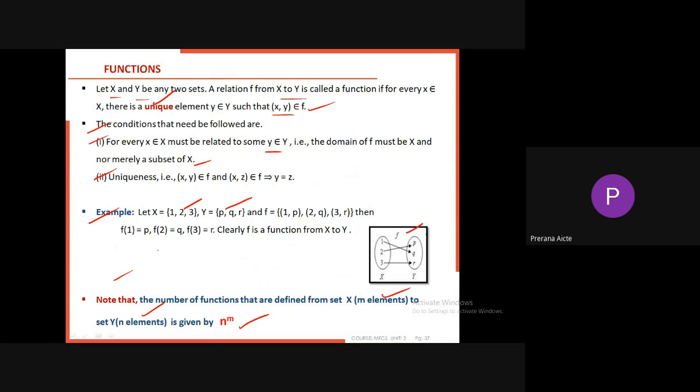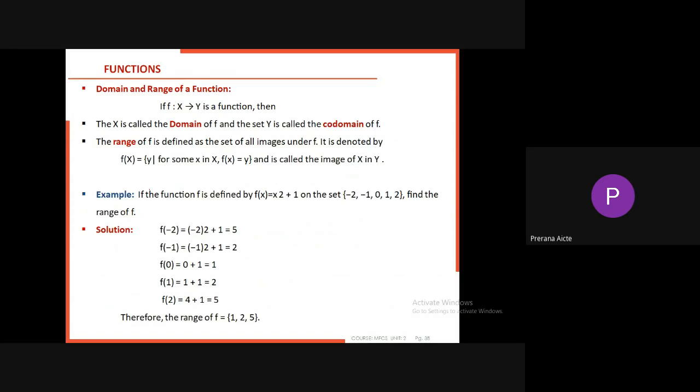Okay, let us see here. Let set X contain 2 elements and set Y contain 3 elements. So now 3 squared is possible from set X to Y. If you are mapping the function from X to Y, then it will be 3 squared. That means 9 different types of functions are possible that we can define from set X to Y.